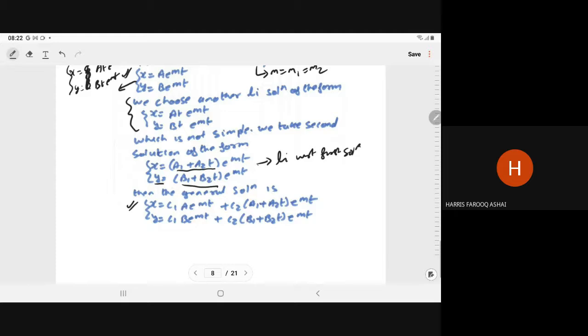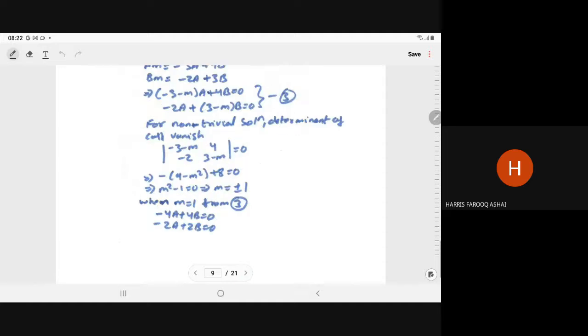So the general solution will be their linear combination. So the general solution will be x is equal to c1 a e to power mt plus c2 into (a1 plus a2 t) e to power mt, y is equal to c1 b e to power mt plus c2 into (b1 plus b2 t) e to power mt. Means here we have to compute the values of a1, a2, b1, b2, right, corresponding to root m.